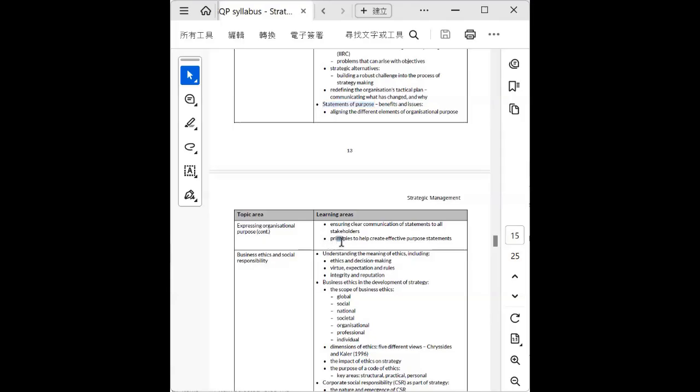Principles to help to create an effective statement of purpose. So this is relevant. It ensures the purpose resonates with the current societal and market context. Alignment means that the purpose must reflect the organization's actual practices and the strategic directions. So this sort of purpose statement will provide clarity and directions.